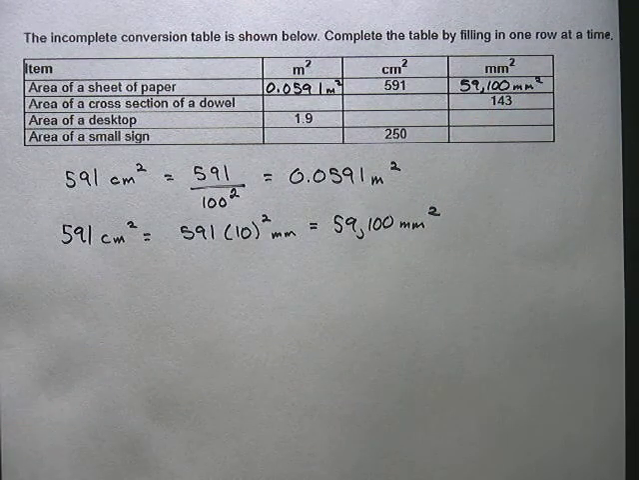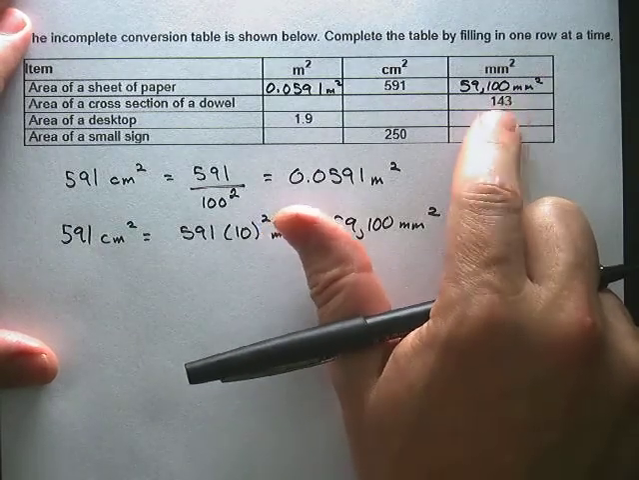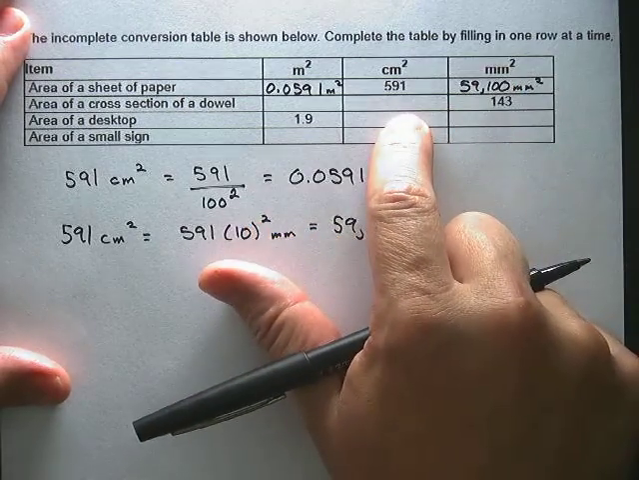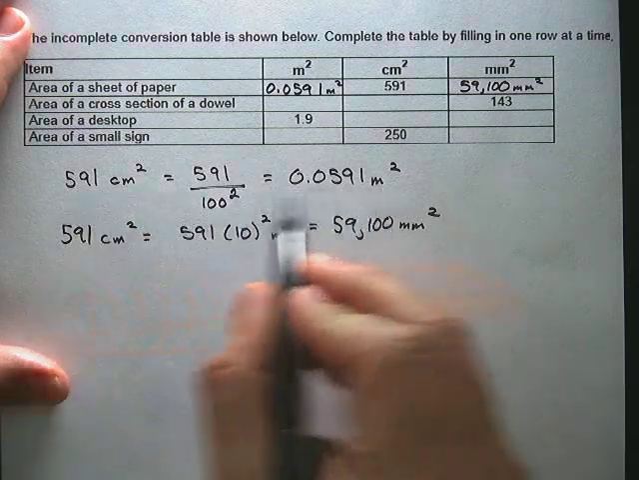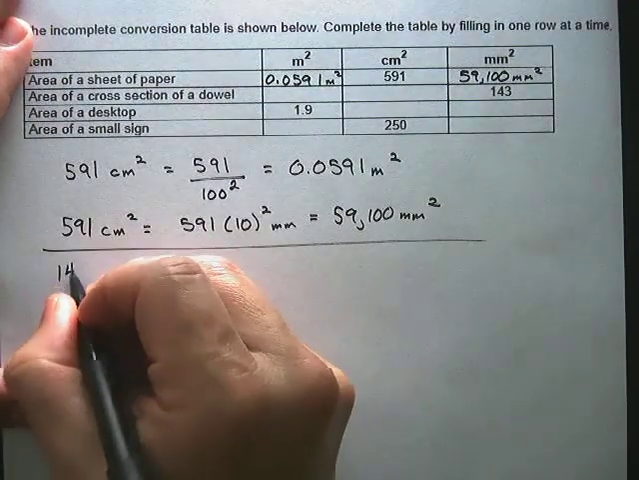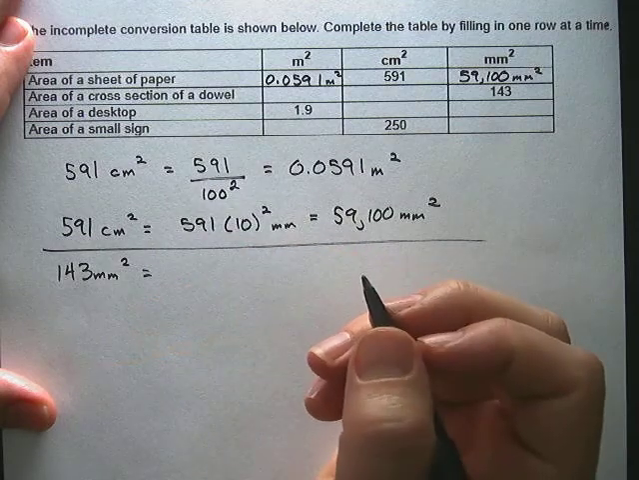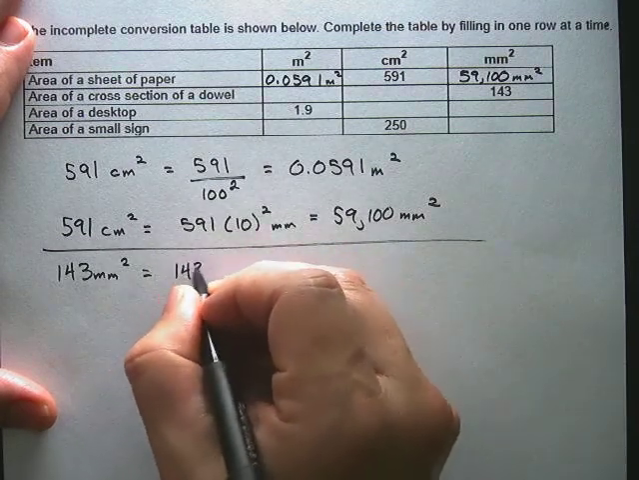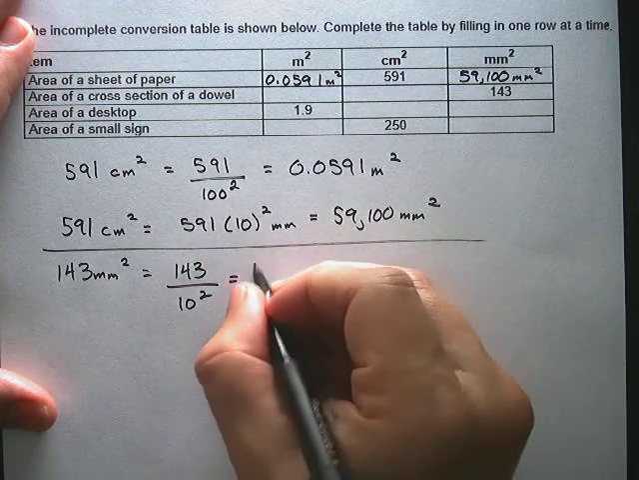Okay, let's look at the next one. In the next one, we're going to start with 143. So when we're working with the smallest unit of measurement, and we're headed back to centimeters, which is bigger, and meters, which is even bigger, we're going to be dividing just like we did in this one right here. Okay, so we start with 143 millimeters squared, and in order to get from millimeters to centimeters, remember it's a 10-to-1 ratio, we're going to divide by 10 squared. Okay, so that's in essence dividing by 100.